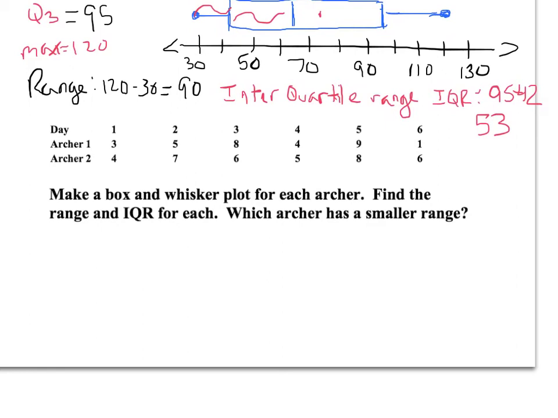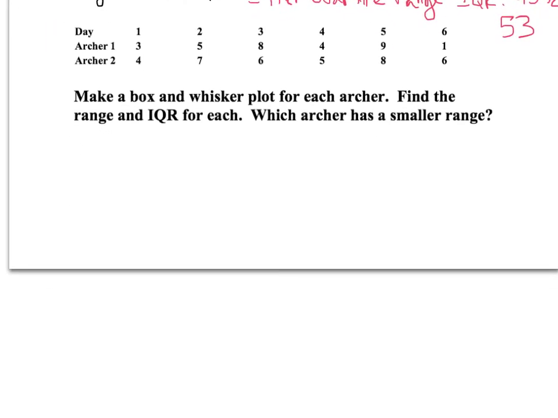Alright, well, hopefully you did this. So we'll start with Archer 1. Remember, step 1, order the data from least to greatest. So 1, 3, 4, 5, 8, 9. Okay. And then set up for the second archer, you have 4, 5, 6, 6, 6, 6, 7, 8.